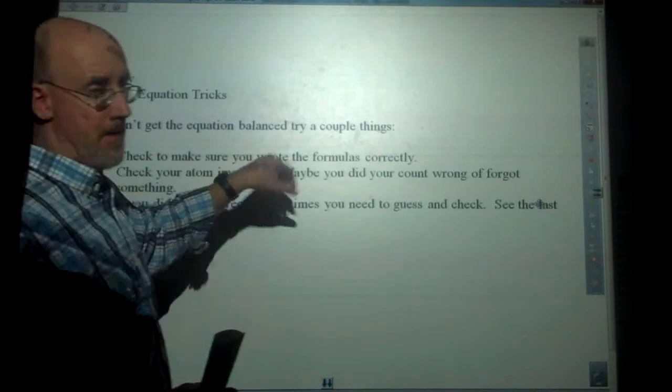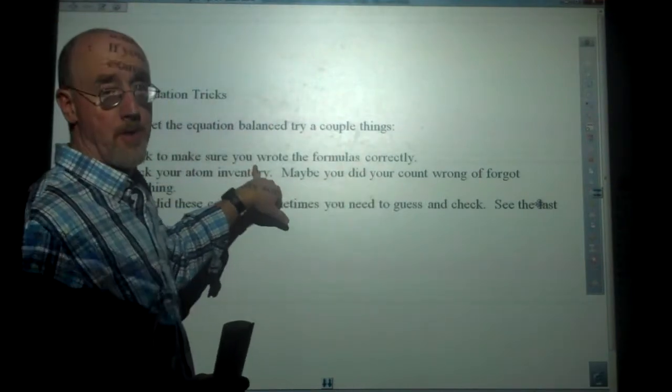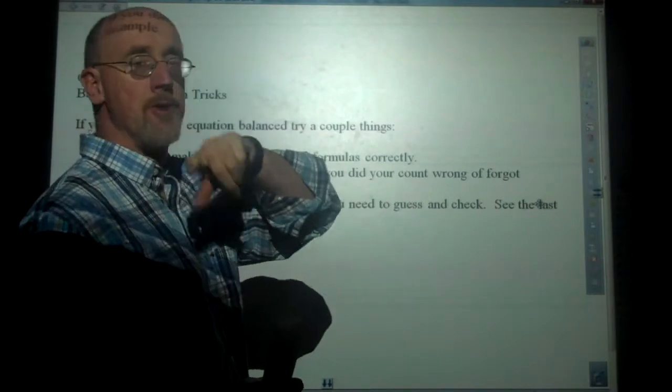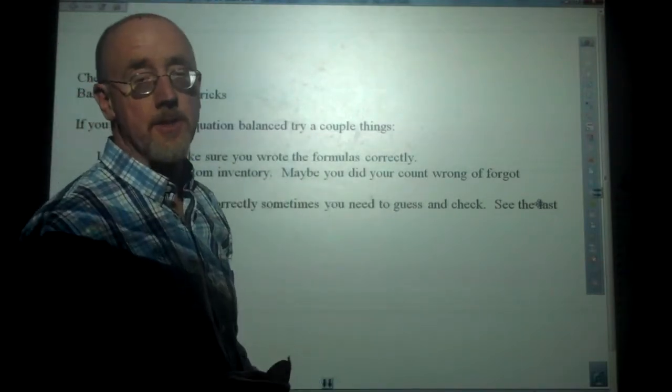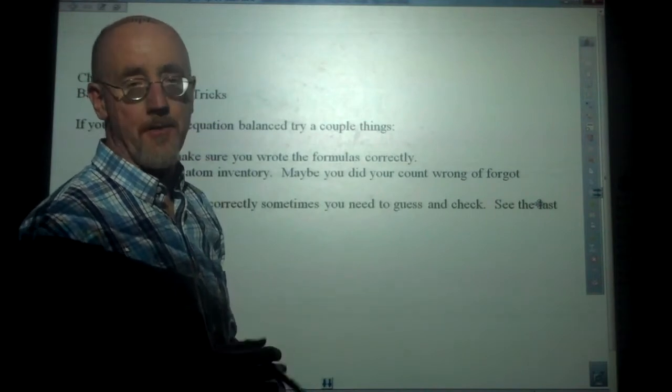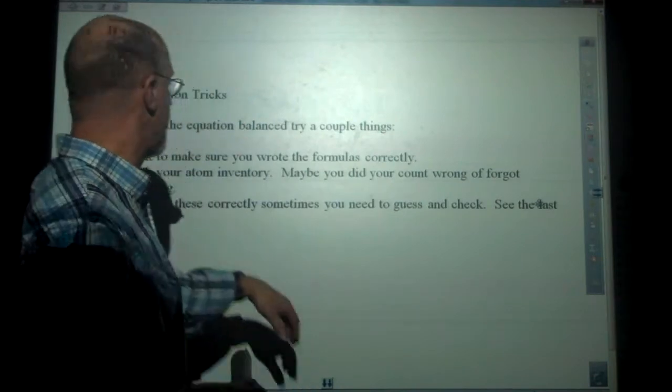So if balancing the equation isn't working for you, number one, check to make sure you wrote the formulas correctly. Sometimes you use the wrong charges, the wrong oxidation numbers. Sometimes you just write the formula incorrectly. So go back to the start and make sure you wrote the formula correctly.